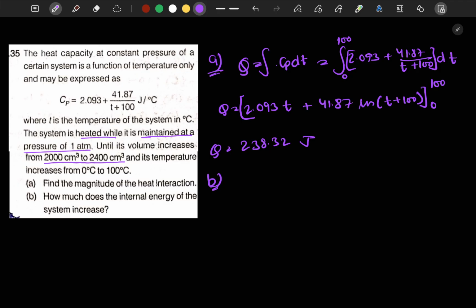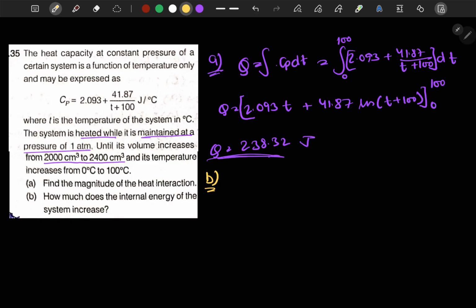Now first, in the first part we have applied Q is equal to Cp delta T, and we have integrated from 0 degree Celsius to 100 degrees centigrade. So we calculated the value of heat interaction to be this, okay. Now for the B part, it is asked how much the internal energy of the system increases, okay.